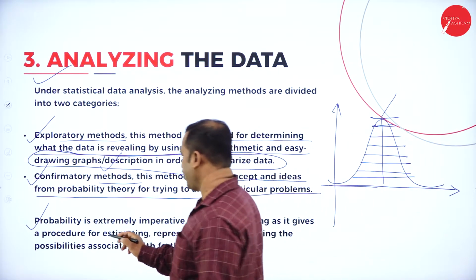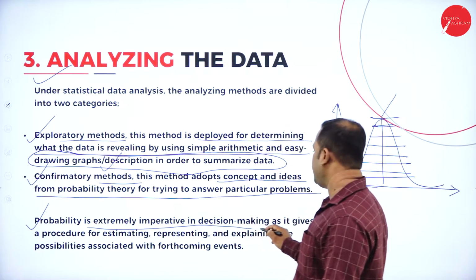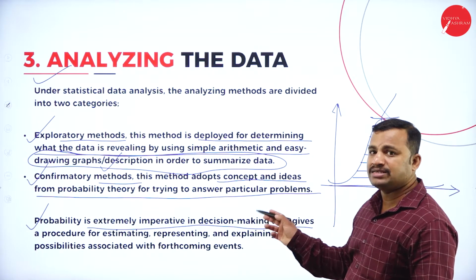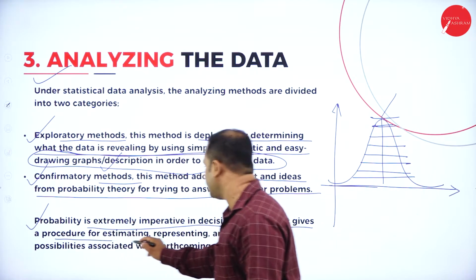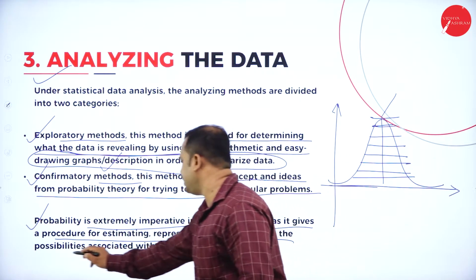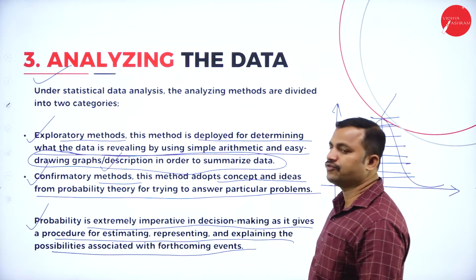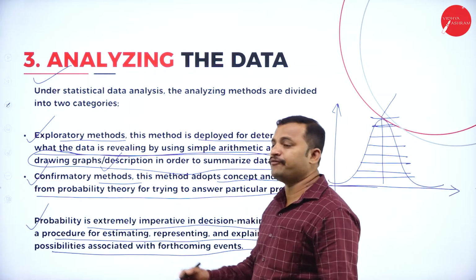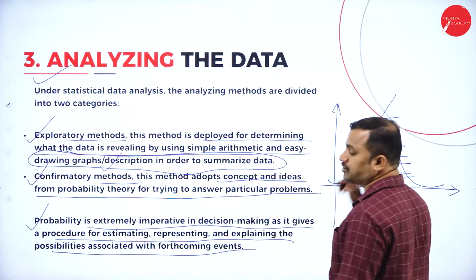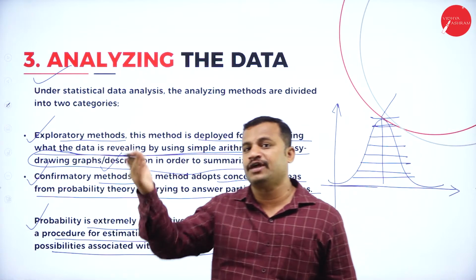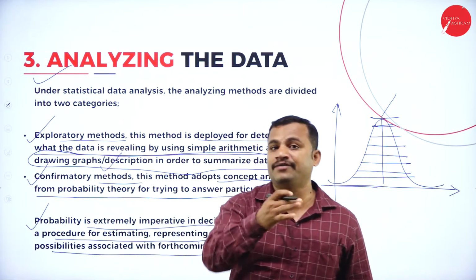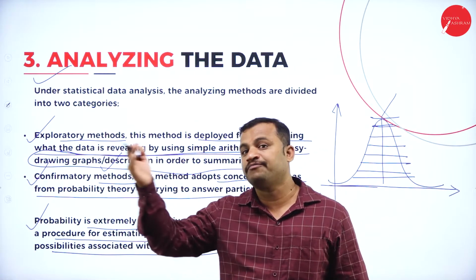So similarly, probability is extremely imperative in decision making, as it gives a procedure for estimating, representing and explaining the possibilities associated with forthcoming events. What is the type of event which is going to occur? Suppose I use the Gaussian filter on any of the images, what is the output of that filtering technique as a part of pre-processing?